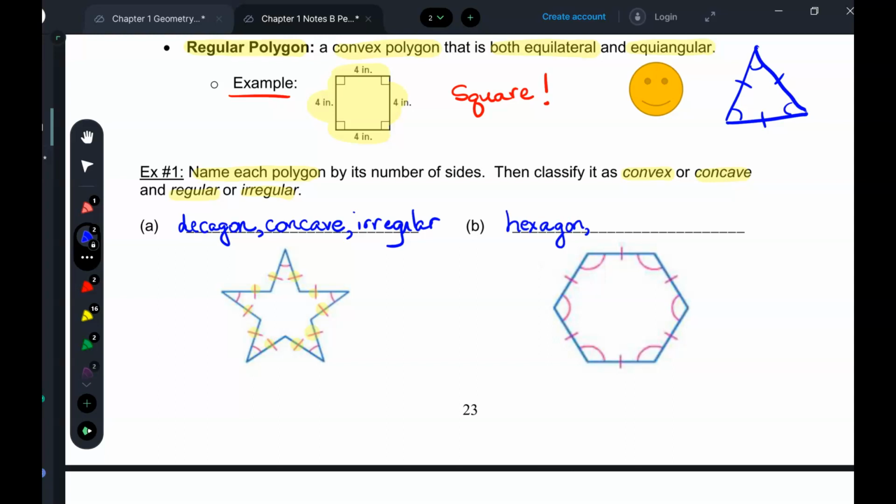Is this convex or concave? It's convex, because it doesn't cave in. And is it regular or irregular? Are all the sides congruent? Yeah. And are all the angles congruent? Yeah. This is regular.